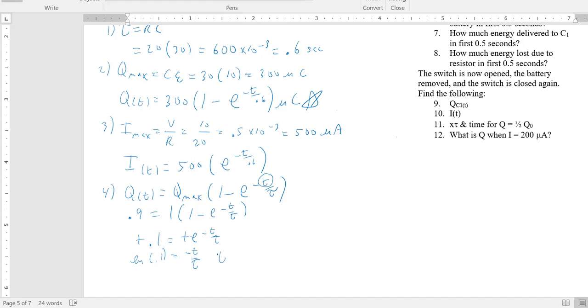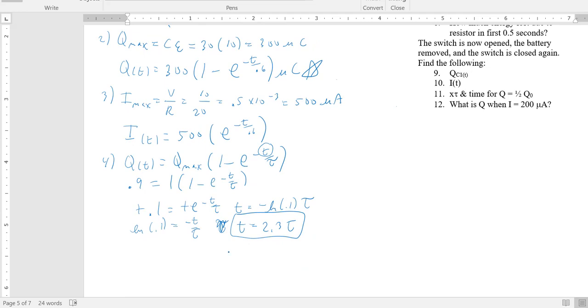And if you solve for t, you get negative natural log of 0.1 times tau. And if you plug negative natural log of 0.1 into your calculator, you get 2.3 time constants. So the time it takes to charge the capacitor 90% is 2.3 time constants, which would be 2.3 times 0.6. So that time in seconds, if you take 2.3 times 0.6, I get 1.38 seconds.